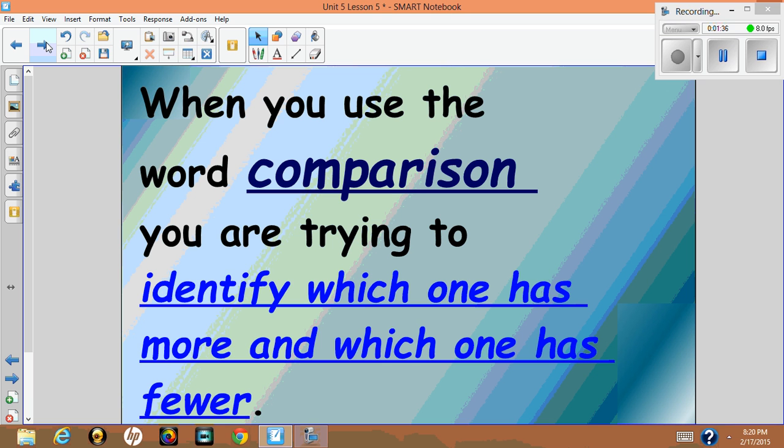When you use the word comparison, you're actually trying to identify which one has more and which one has fewer. Changing the language helps us understand which operation we should be using, addition or subtraction.